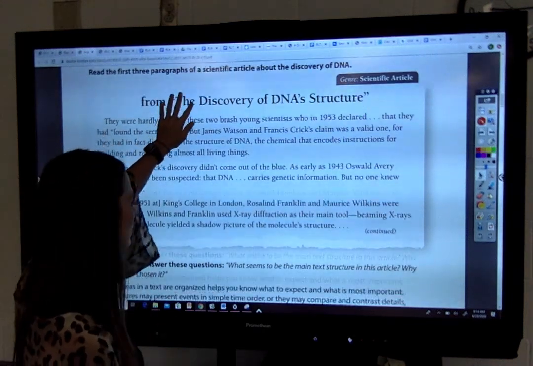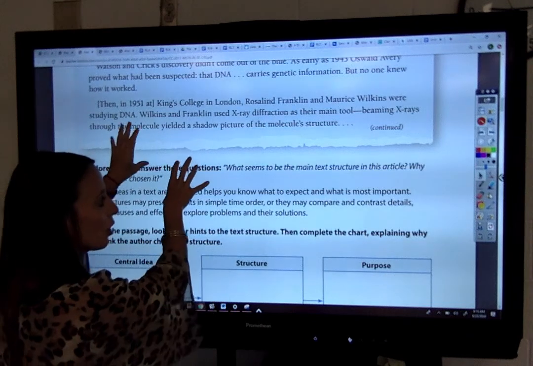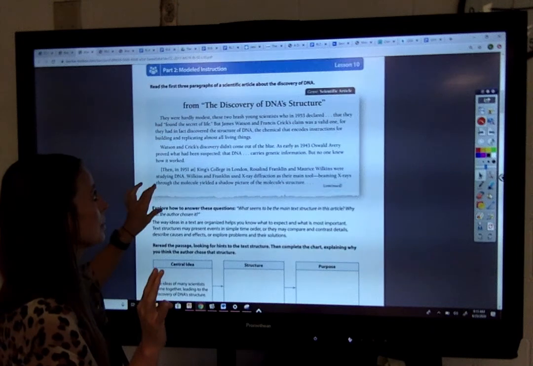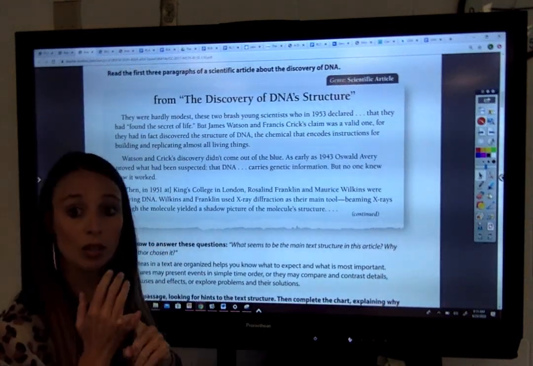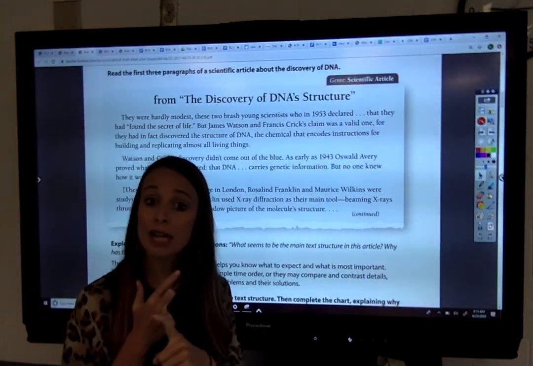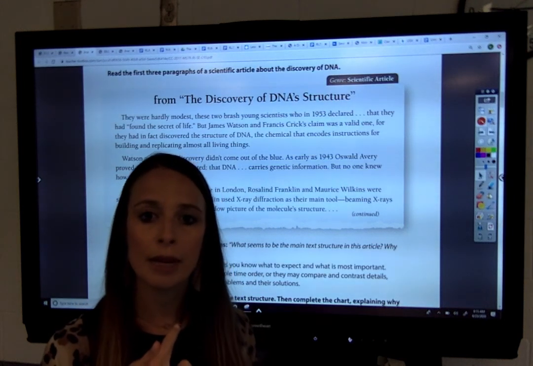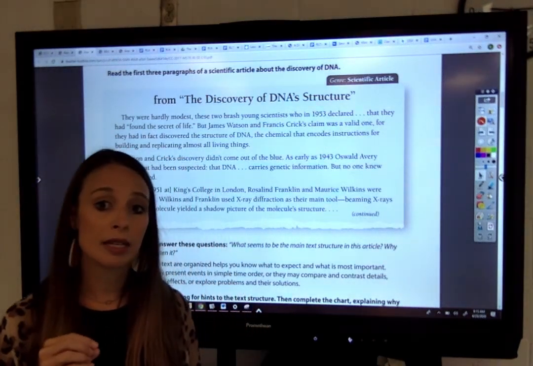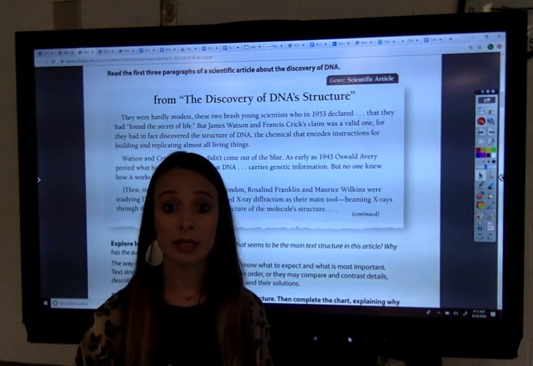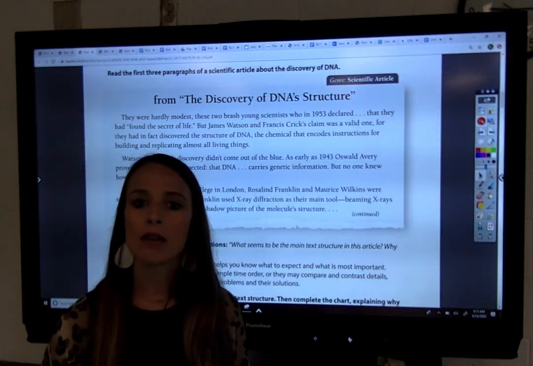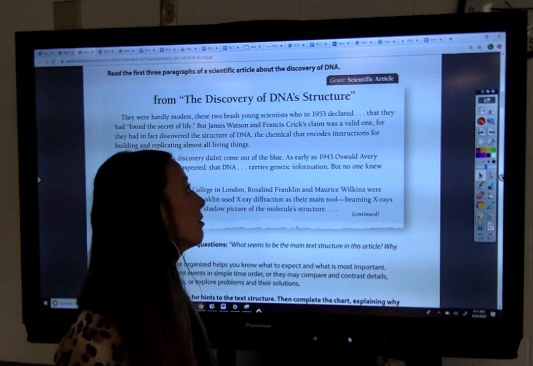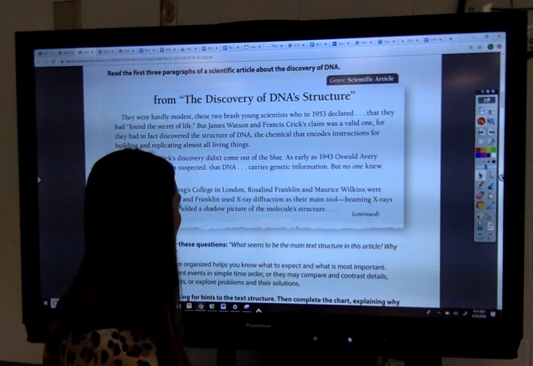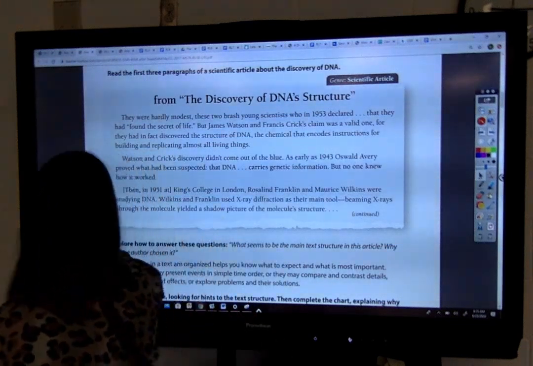So let's stop a minute and look at the question. We're trying to figure out so far what is the main text structure of this article. Now remember, there are four different types. It could be chronological, it could be compare and contrast, it could be cause and effect, or it could be problem and solution. So it has to be one of the four types. It's very important that when you're looking at this, you're going to be given a list, and if you haven't already been given a list, of those key terms and key words that you look at when you're looking at text structure. So let's look for some of those key wordings.